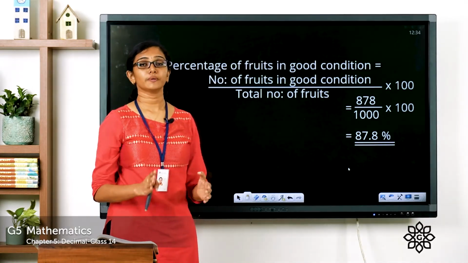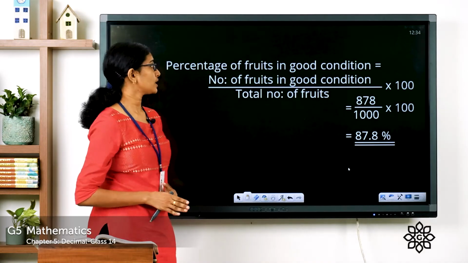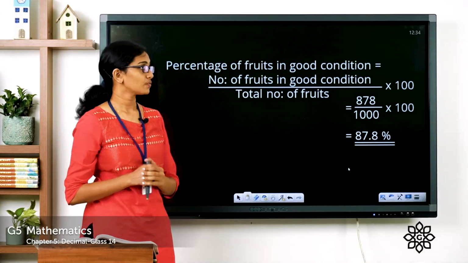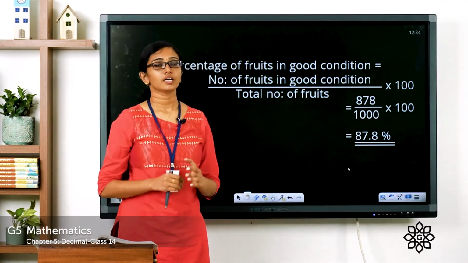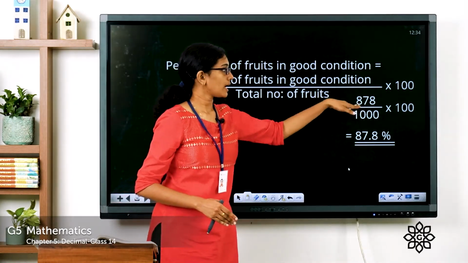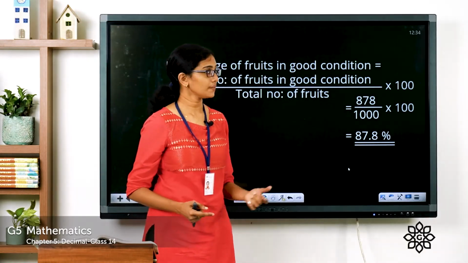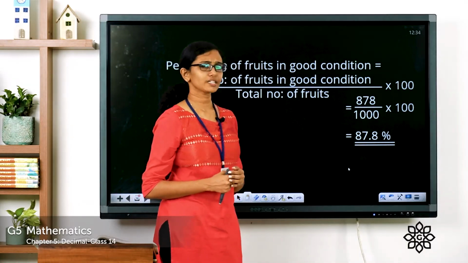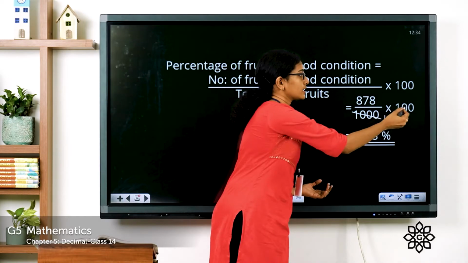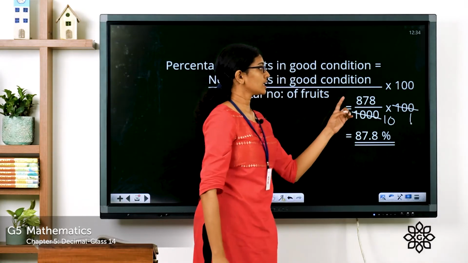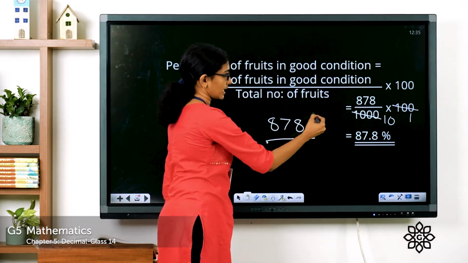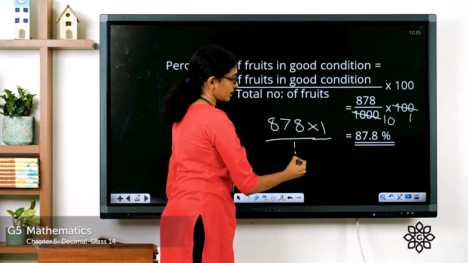Now how do we find out the percentage of fruits in good condition? It would be equal to the number of fruits in good condition divided by the total number of fruits into 100. That would be equal to the number of fruits in good condition, 878, by the total number of fruits, that is equal to 1000 into 100. Let's cancel out the common factors. So here 1000 divided by 100 is 10, and here 100 divided by 100 is 1. So here it is 878 into 1 divided by 10.